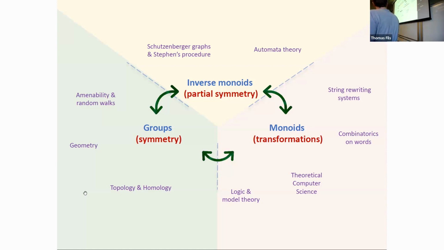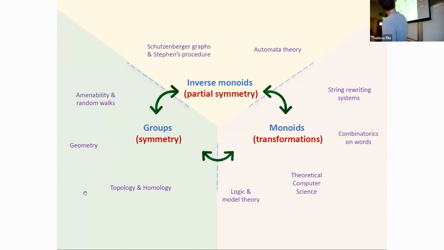And there's lots of ideas from topology and this kind of thing. This can all be expressed in terms of fundamental groups of certain spaces. And then inverse monoids, I want to try to convince you, are a nice class that lives between monoids and groups, where you have a little bit of the best of both worlds.